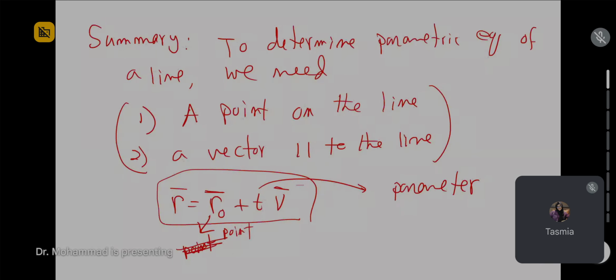Now I'm talking about the different types of lines. We have basically three types of lines.